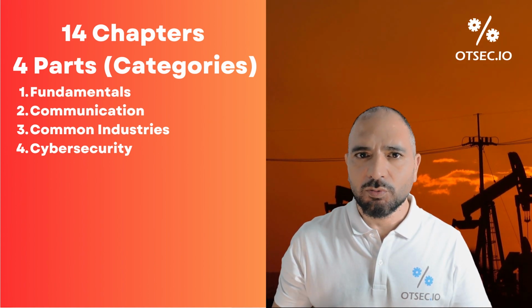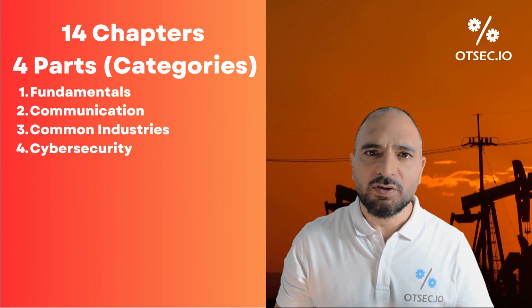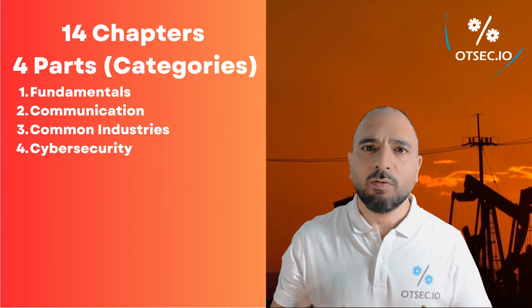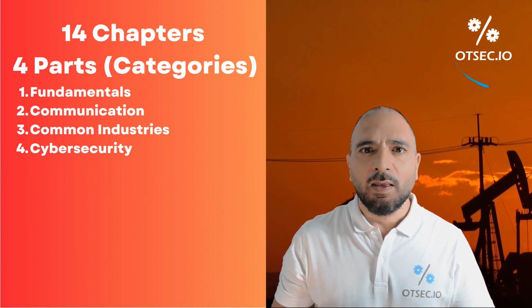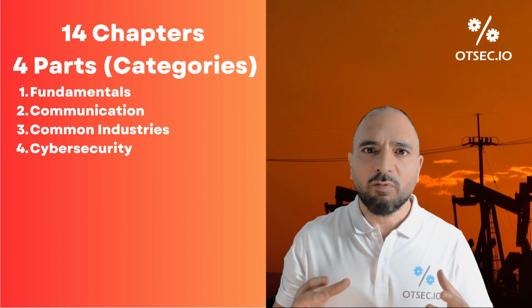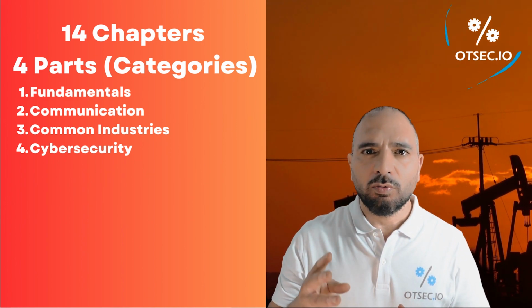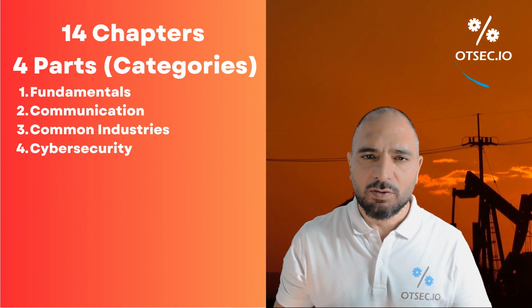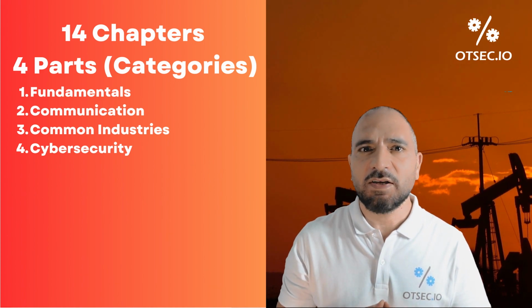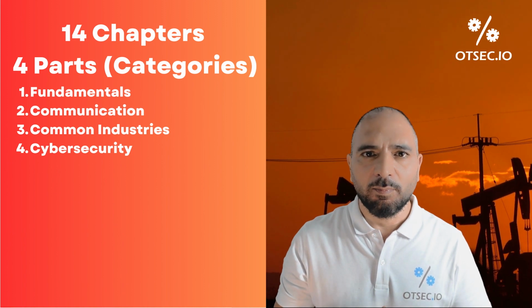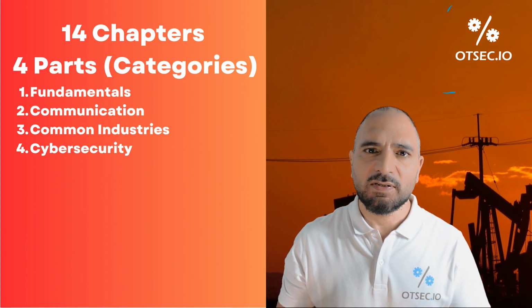Then in part 2, we speak more about communication. We speak about the protocols in use and the network architecture in OT, and we focus more on manufacturing in the first 2 parts. In part 3, we go into 3 different industries. The first one is the electrical power substation, then we speak about oil and gas, and finally we go through building management systems.